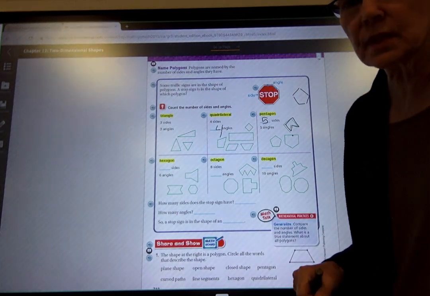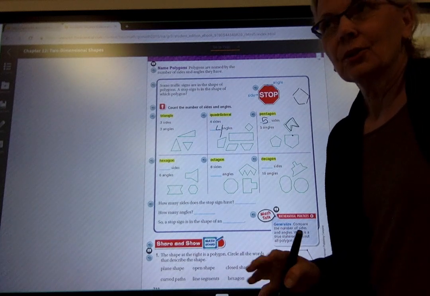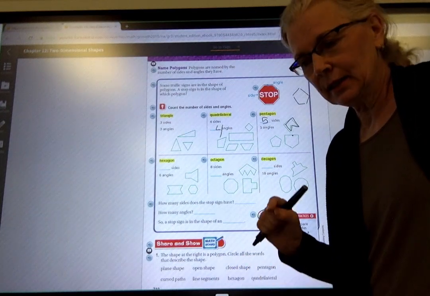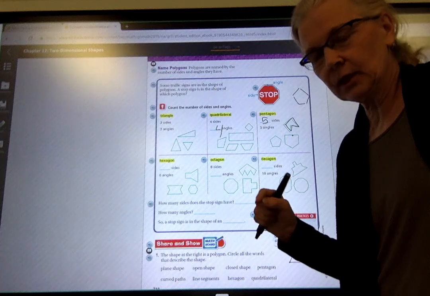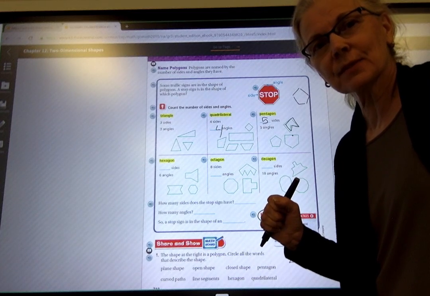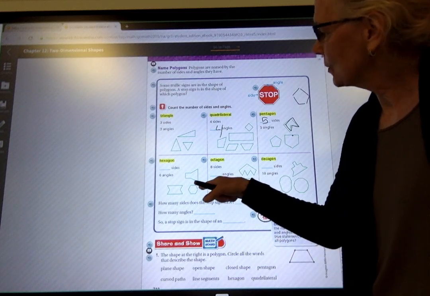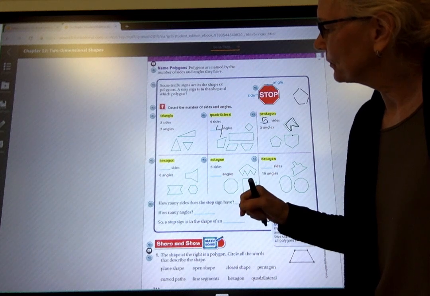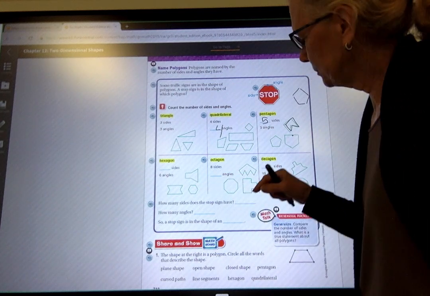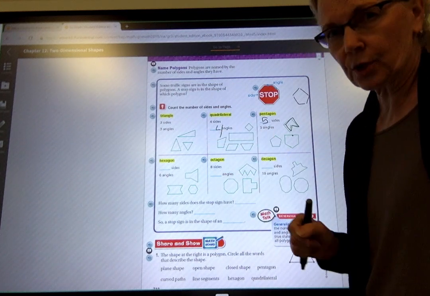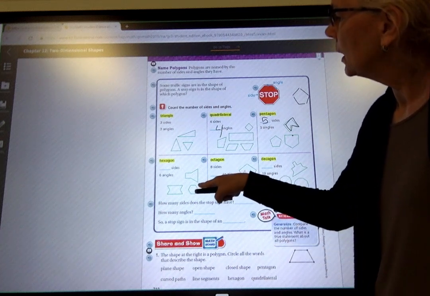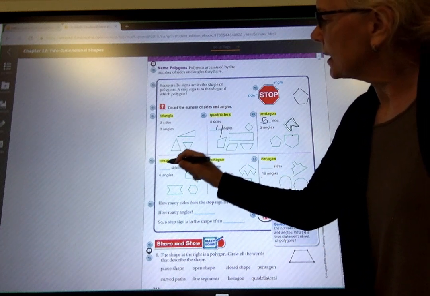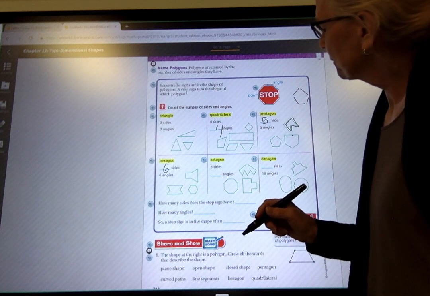That's the kind that you'd see. You know that honeybees make their honeycombs in hexagon shapes in nature. So we see those hexagons. They're a very strong shape. Not as strong as a triangle, but they're strong. So this has 6 sides and 6 angles.